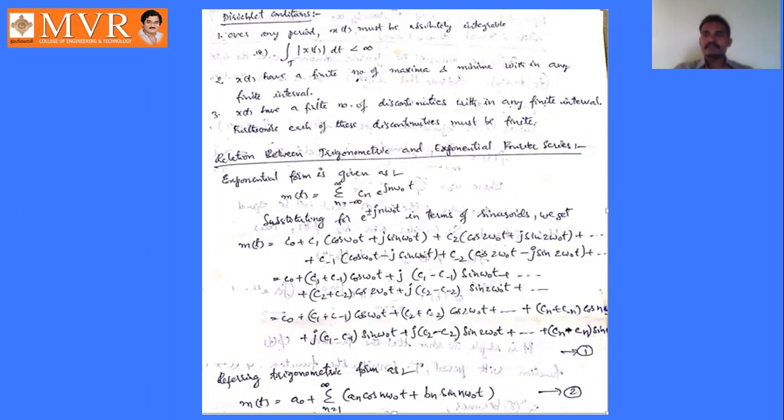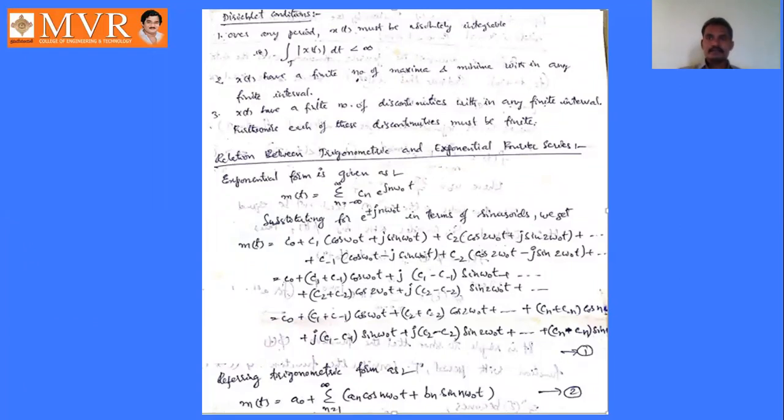For our convenience it will be converted as s of t equal to s naught plus sigma n equal to 1 to infinity sn cos of n omega naught t minus phi n. After that we will write mod Sn, that is square root of an square plus bn square, and phi n equal to minus tan inverse bn by an. Okay, after that we will draw the amplitude and phase spectrums, right?